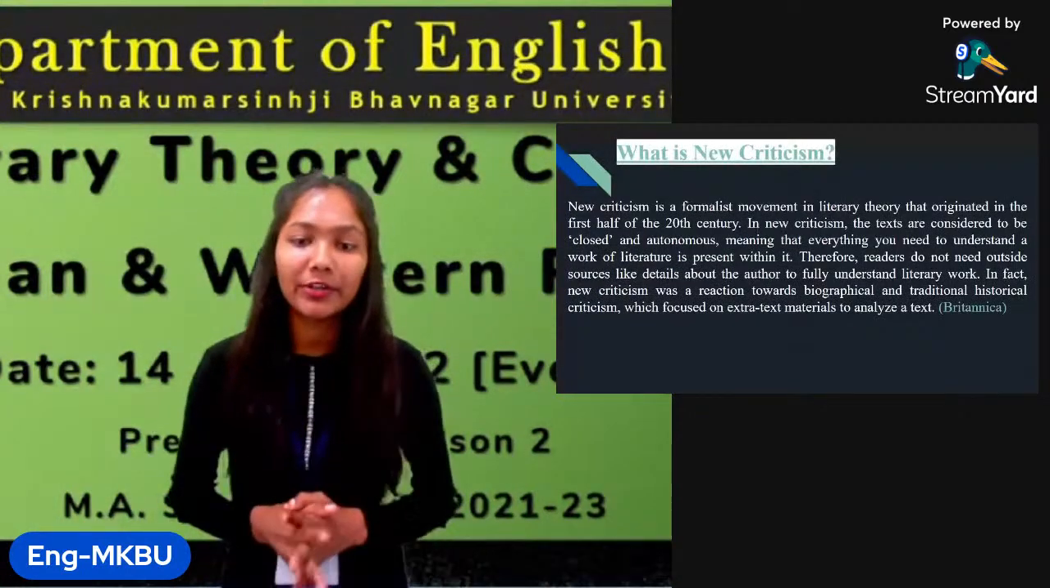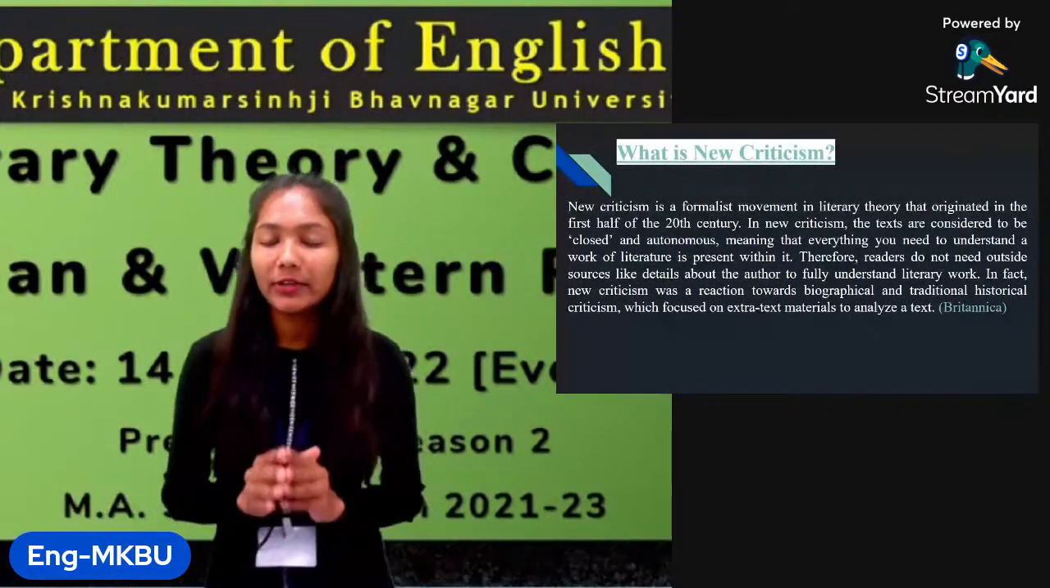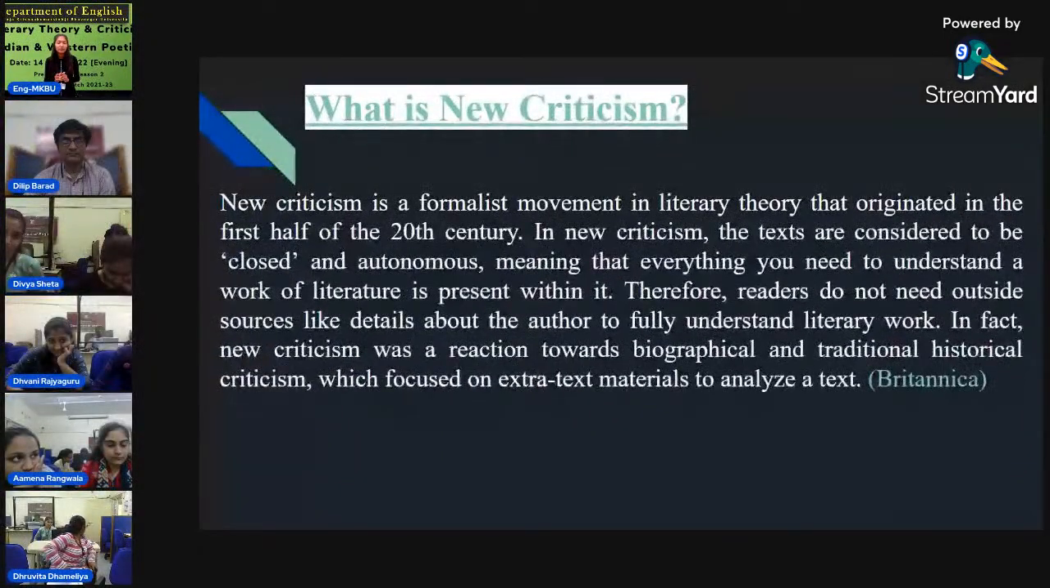What is new criticism? New criticism is the formalist movement in literary theory that was organized in the first half of the century. In new criticism, the texts are considered to be closed. In new criticism, the theme applied is that you have to read only the text. You don't need to read the past and the personal experience of the poet or whatever the writer is.